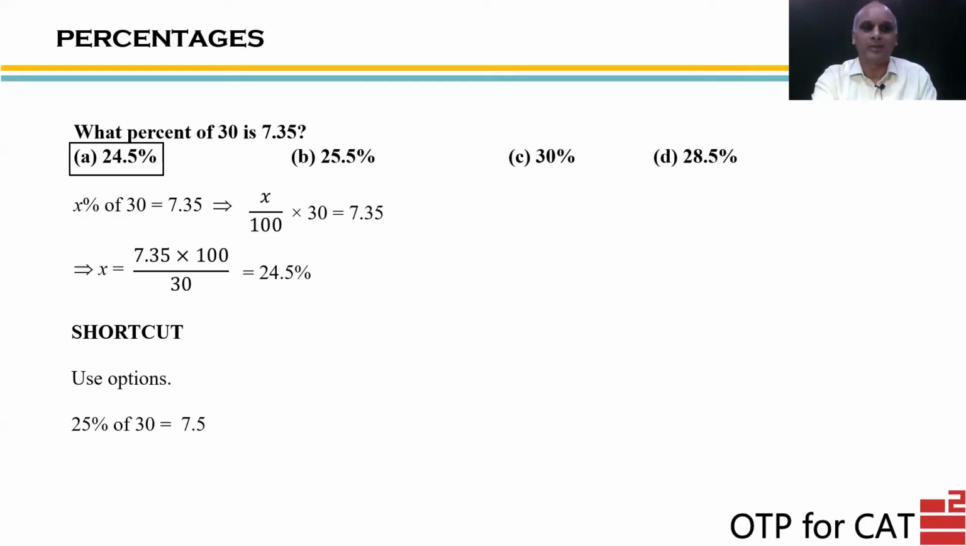So we get 25% of 30 is 7.5, but we wanted the answer to be 7.35, and that means my answer should be less than 25%, and therefore my correct answer is 24.5%, because less than 25%, we have only one option given amongst the options, and that's option A, 24.5%.